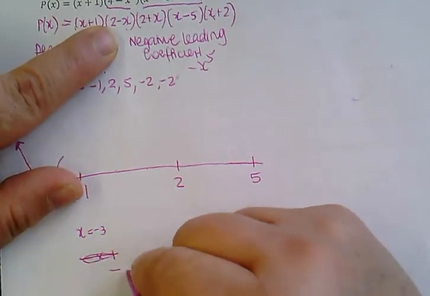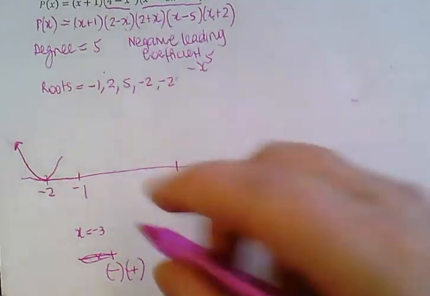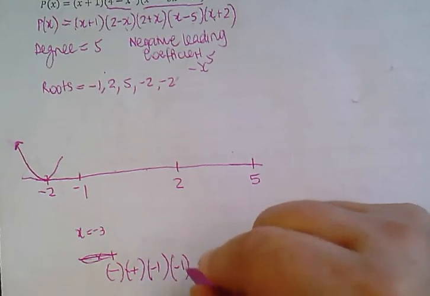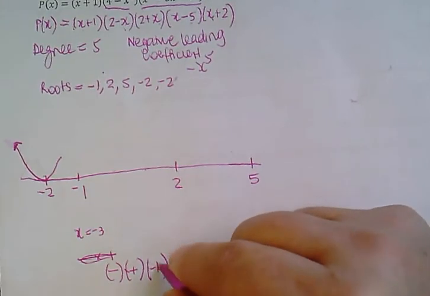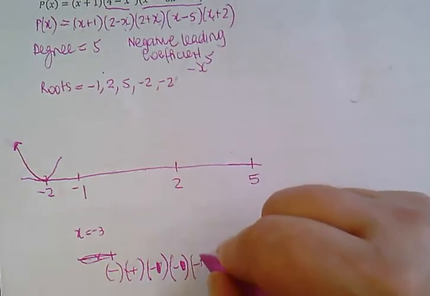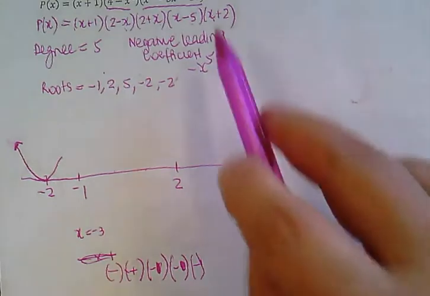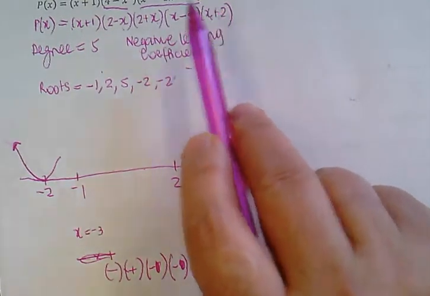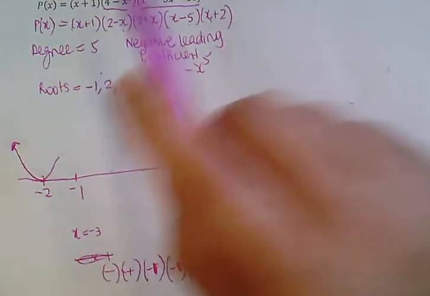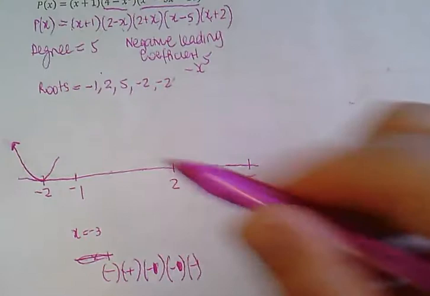So I'm just going to go negative times a positive. When x is -3, I've got another negative there. I'm just going to put minus. Looks like I've got 1, 2, 3, 4 negatives and a positive. So if I put x is -3 in here, that's negative, that's negative, that's negative, that's positive, that's negative. 4 negatives multiplied by each other gives me a positive.